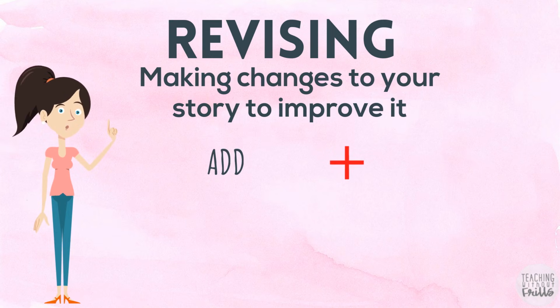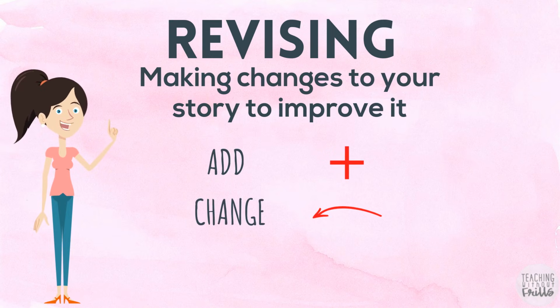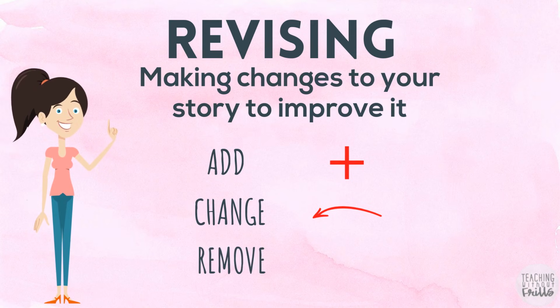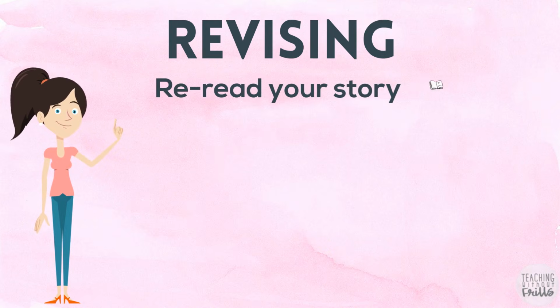You might add more information or details to your story. You might change parts to make them more interesting or descriptive, or you might even remove things that don't quite make sense. The first step is to reread your story one part at a time.